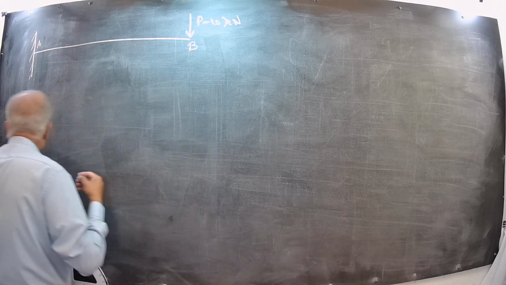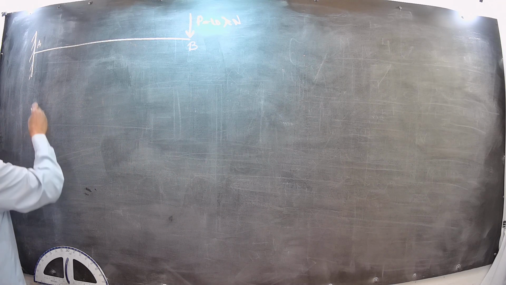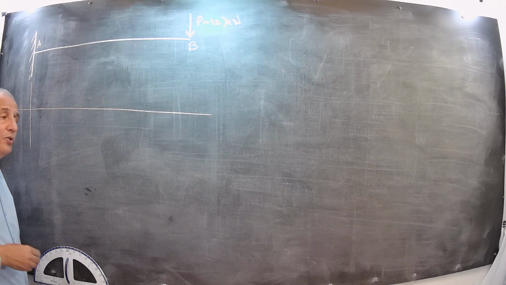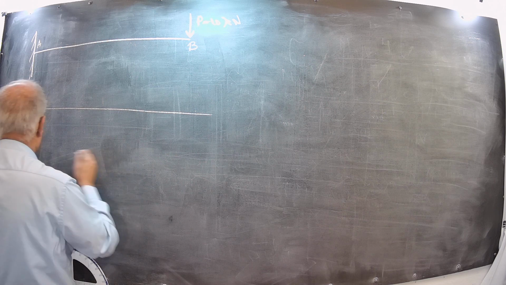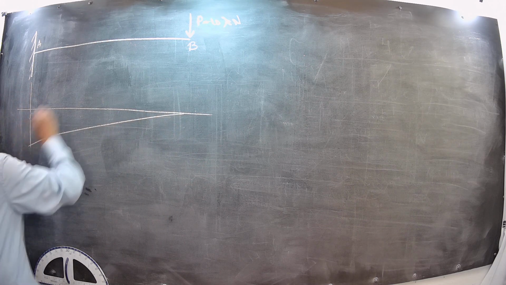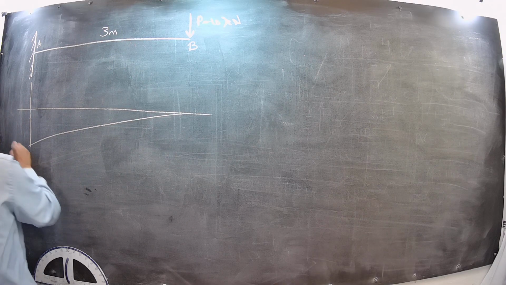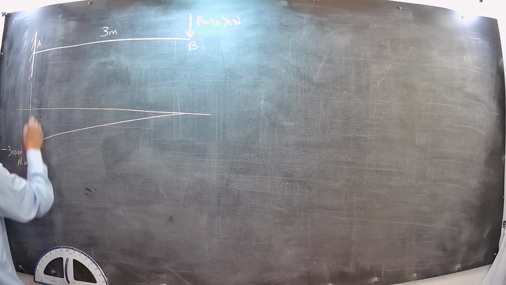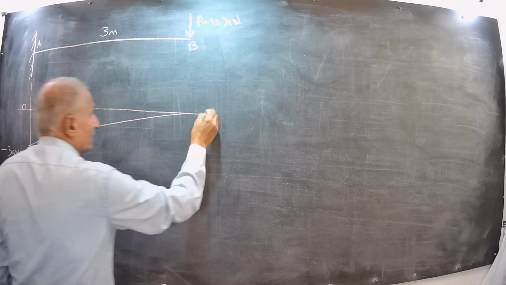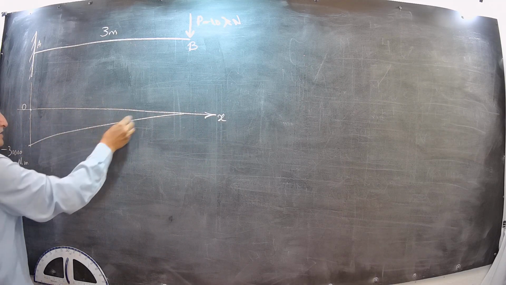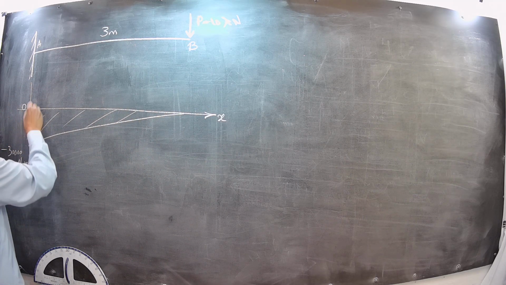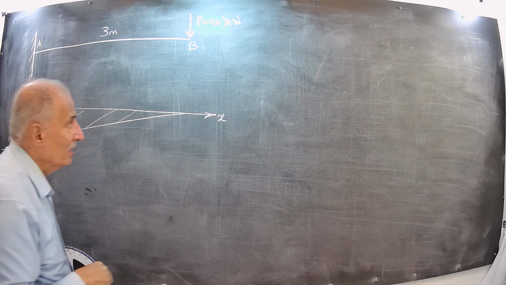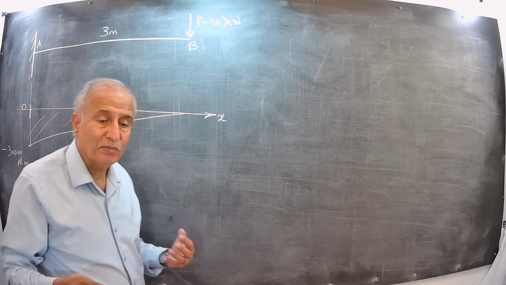I calculate the bending moment first. In order to find out where the bending moment is maximum, you have to draw the bending moment diagram. If this span is 3 meters, then this is minus 30,000 Newton meter. Here is the point of origin, here is the axis X, and this is the bending moment diagram. The maximum bending moment happens at the base, here at the origin.